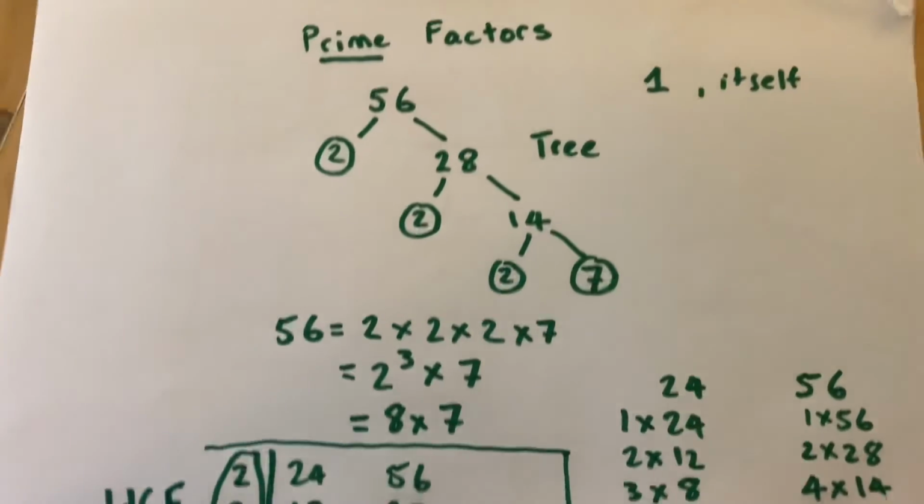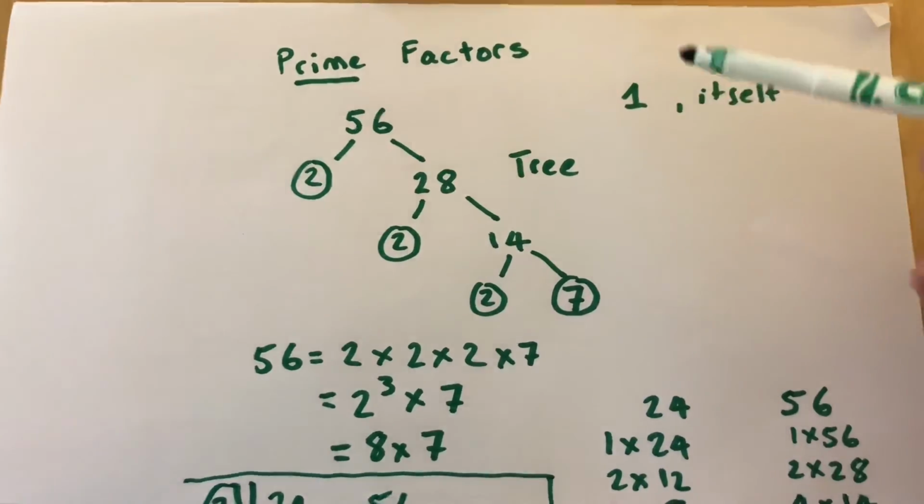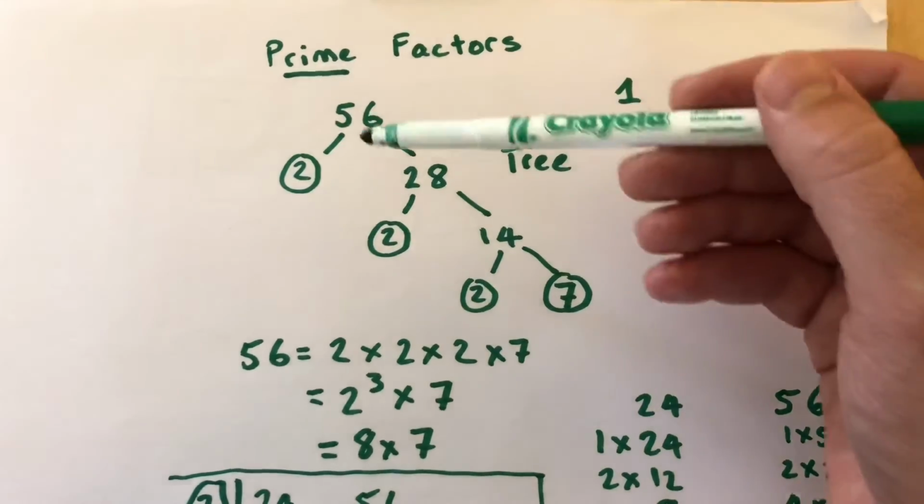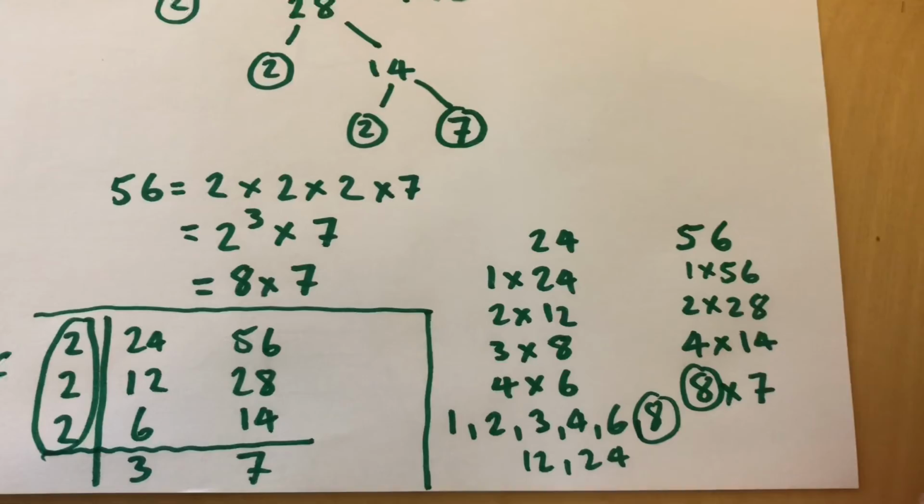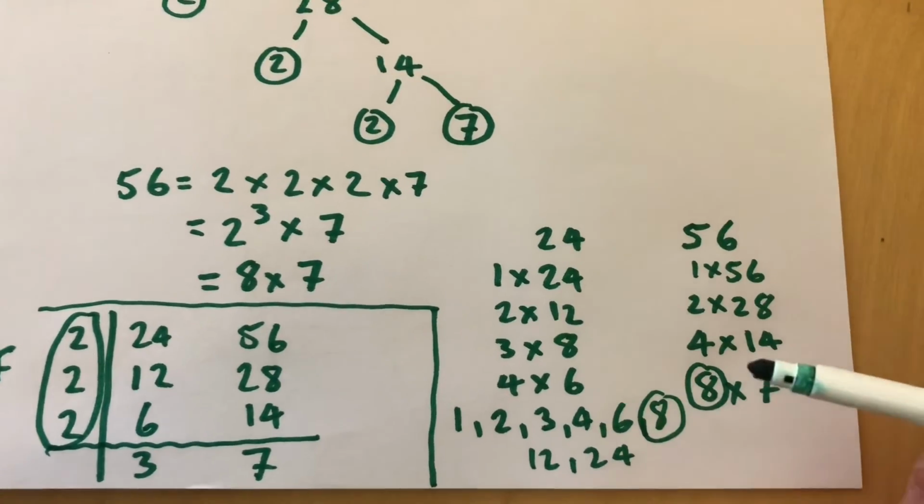So we've covered a lot there. We've talked about primes, we've talked about factors, we've used a tree, we've looked at a pair of numbers and finding their highest common factor.